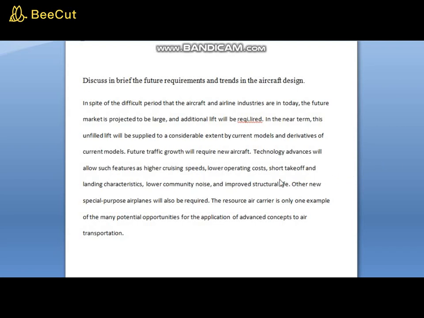The technology advances will allow such features as higher cruising speeds, lower operating cost, short takeoff and landing characteristics, lower community noise and improved structural life. Other special purpose airplanes will also be required. The rescue air carrier is only one example of the many potential opportunities for the application of advanced concepts for air transportation.